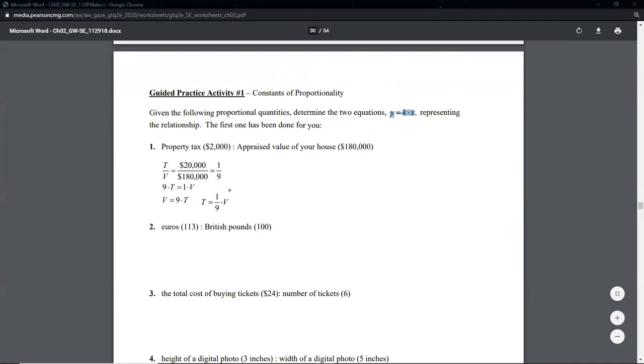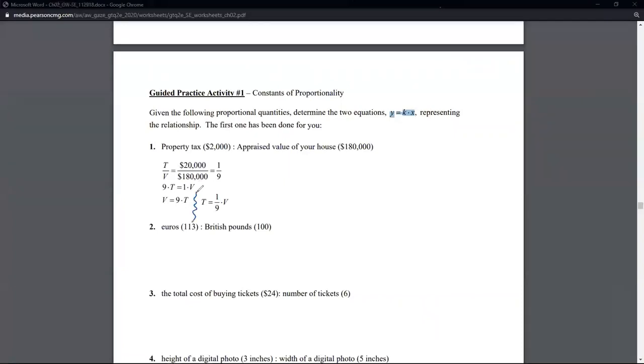So what they did is they took the 9t equals 1v. One time they solved it for the v, which is really already done. 1 times v is just v. I didn't need to change color for that. So 9t is equal to your v. So that's one of the answers, which was this one. I just have the sides swapped.